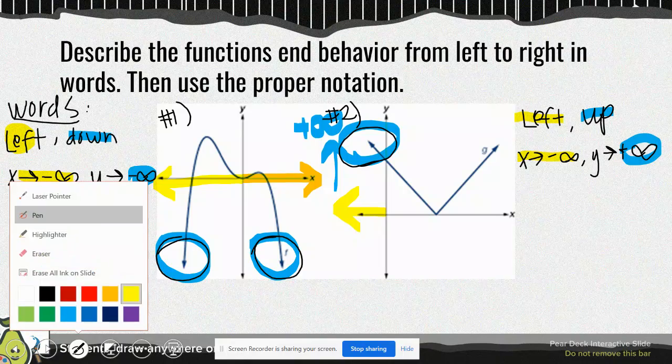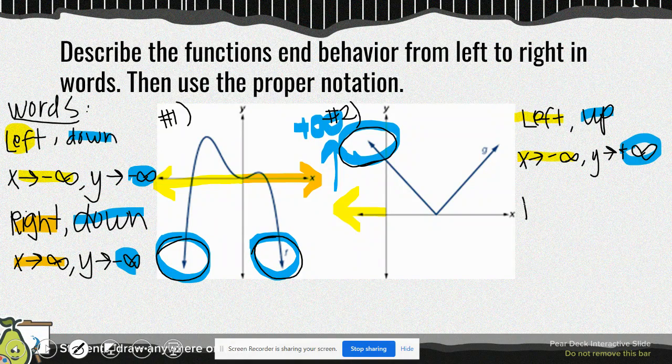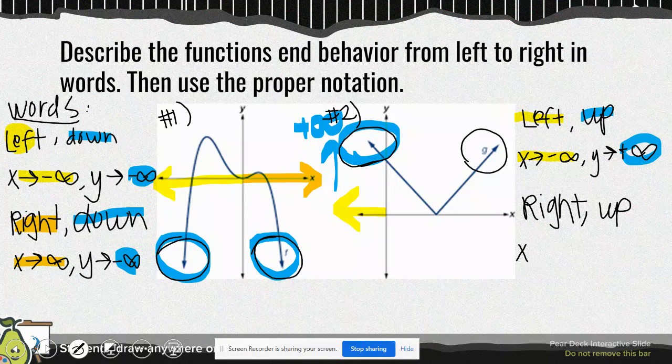Cool. And if we were going to describe the right end behavior for function number 2, the function on the right is also pointing up. So using our fancy mathematical notation, we would say on the right, or as x approaches positive infinity, my function is going closer and closer to positive infinity again.